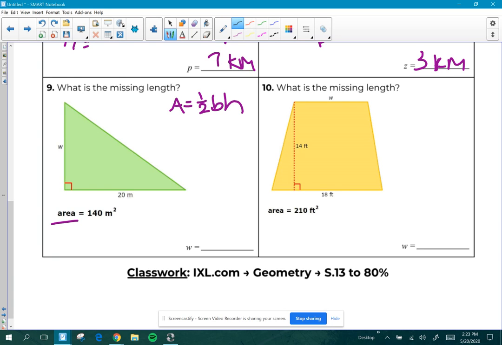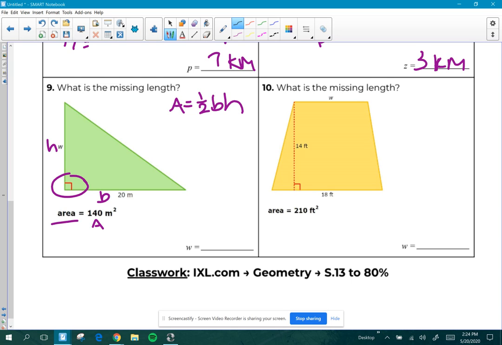Then I have to think about what I'm given. Well, I'm given the area, so that's A. I'm given the base, what the triangle's sitting on. That's 20. And then I don't know my height, W. Now, your height always corresponds to that right angle. Wherever that right angle is, that's going to be your height because that's the shortest distance from the top all the way to the base.